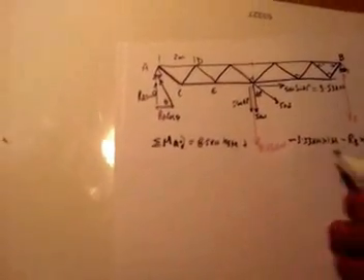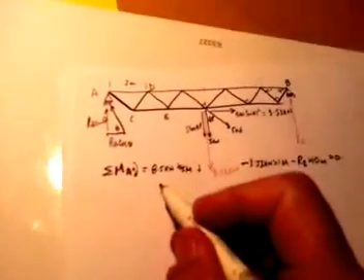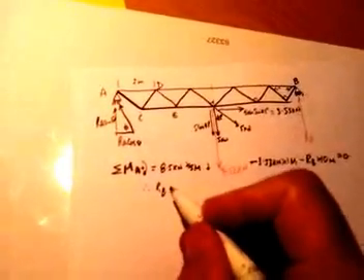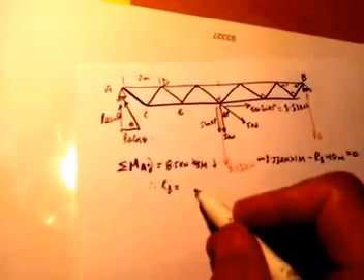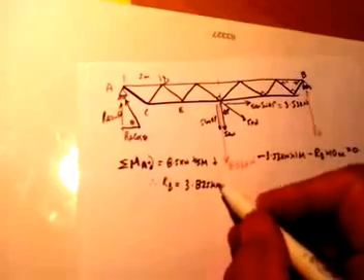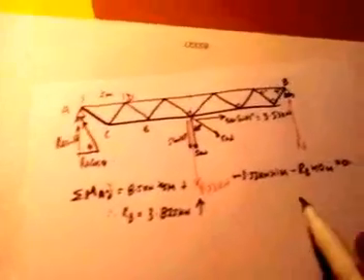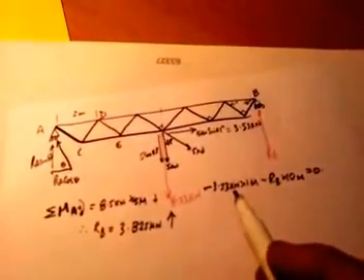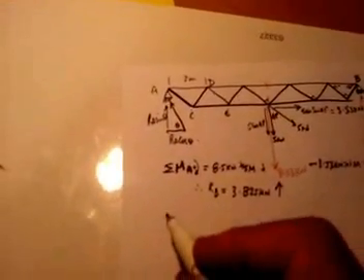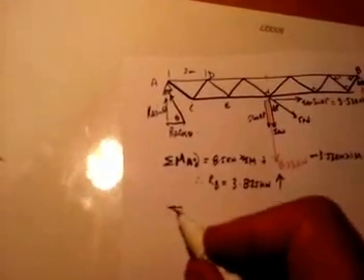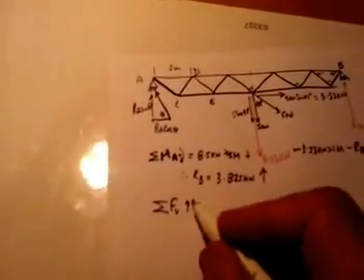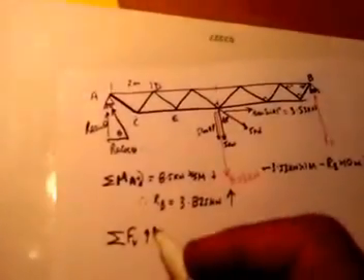We can solve for that and say that RB, the reaction at B, is going to equal 3.825 kilonewtons acting vertically upwards, and that's just simple maths to work all that out. Alright, now let's do the sum of the vertical forces, upwards being positive on the page.